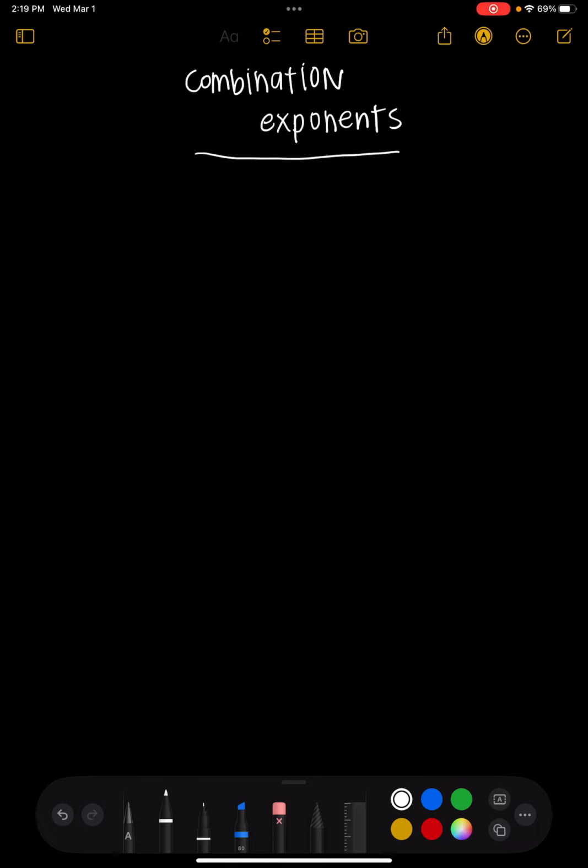Hi everyone, so now we're going to be talking about combination exponents. Basically, we're going to combine the product rule, the power rule, and the quotient rule in some of these examples. So it's everything that we've already learned, we're just going to mash them together.